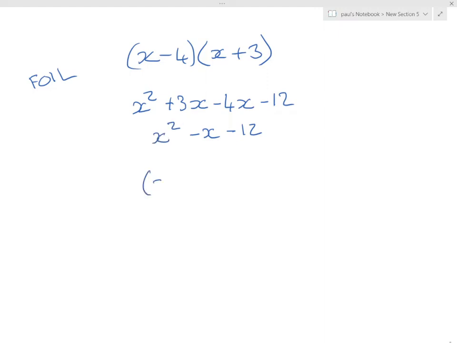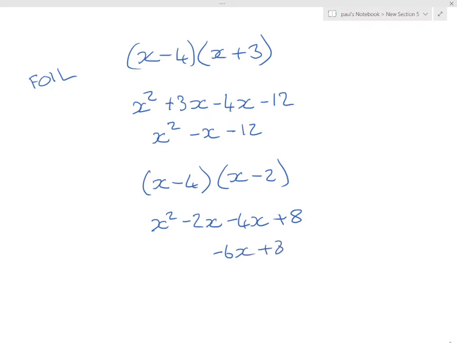Let's put a minus in both. x minus 4 and x minus 2. So x times x is x squared. Outside, x times minus 2 is minus 2x. Inside, minus 4 times x is minus 4x. And minus 4 times minus 2 becomes a plus 8. So minus 2 and minus 4 make minus 6x, plus 8, and x squared.